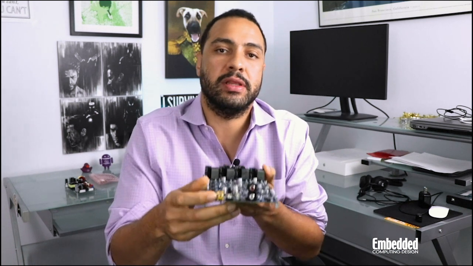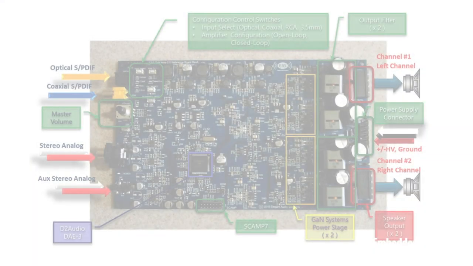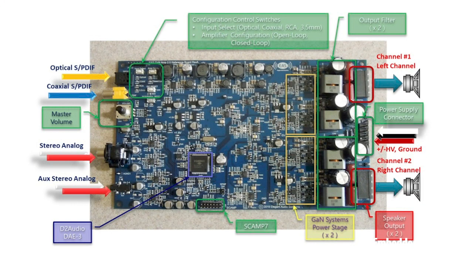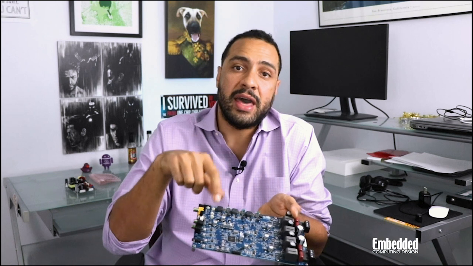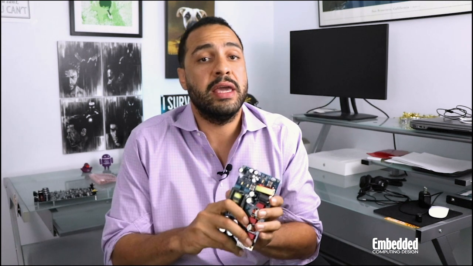Now, if you take a closer look, you'll find a bunch of goodies spread around the PCB, like optical and coaxial SPDIF ports, a master volume switch, stereo and analog interfaces, an auxiliary stereo analog interface, output filters, power supply connectors, audio output channels, and the dual GaN Systems power stages, as well as control switches up here that let prototypers jump back and forth between those open and closed loop configurations in a snap.